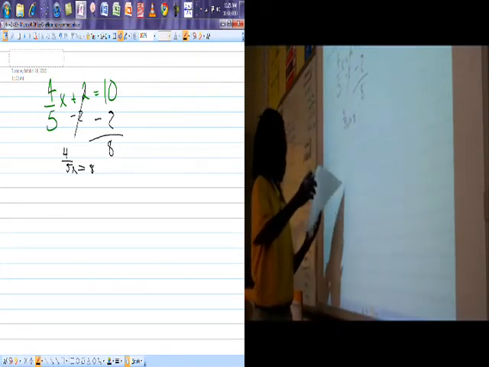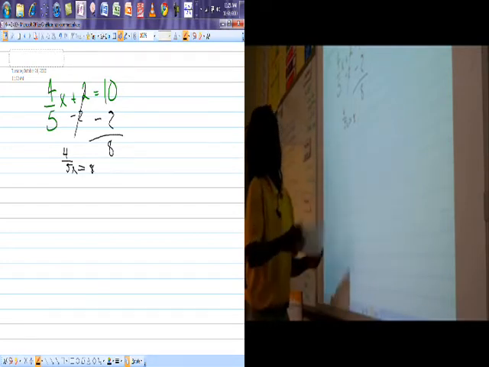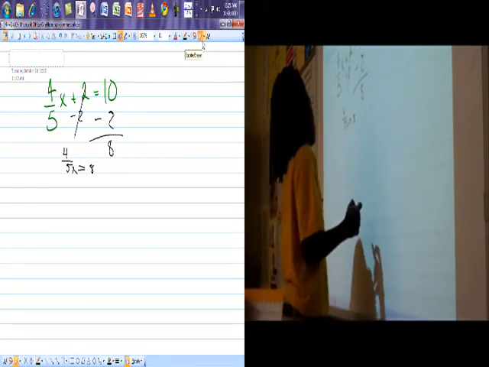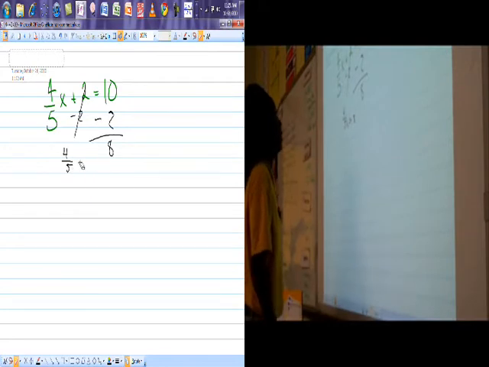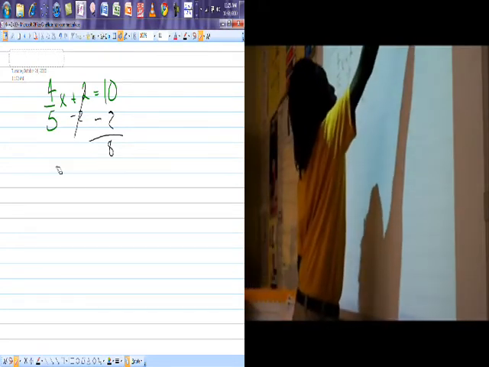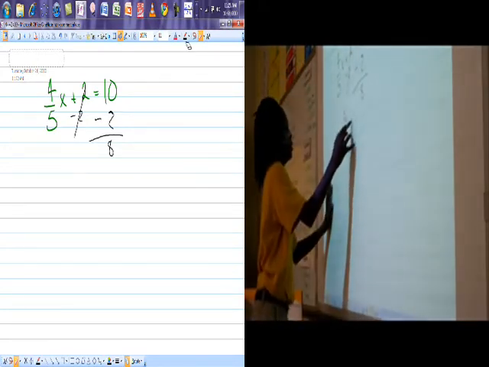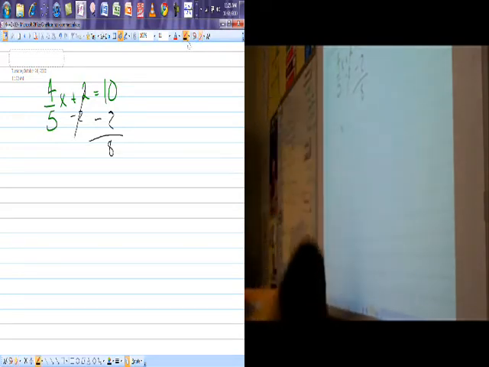Do me a favor. Erase what you wrote and write it neatly. See, that looks like 4 over 5x. You want that x pretty much in line with the fraction bar, so we know that the fraction is times x. Okay, the fraction is multiplying x.